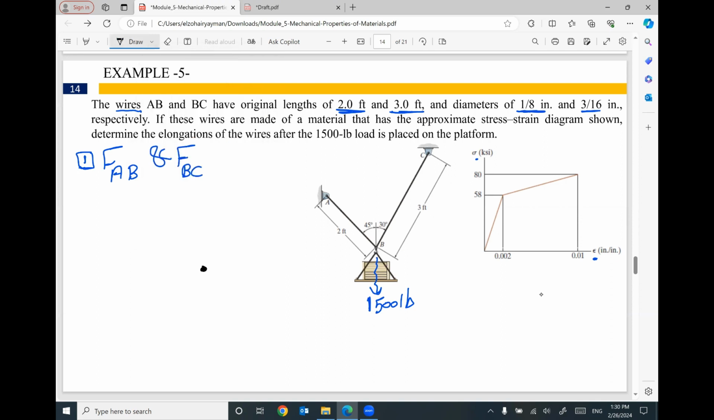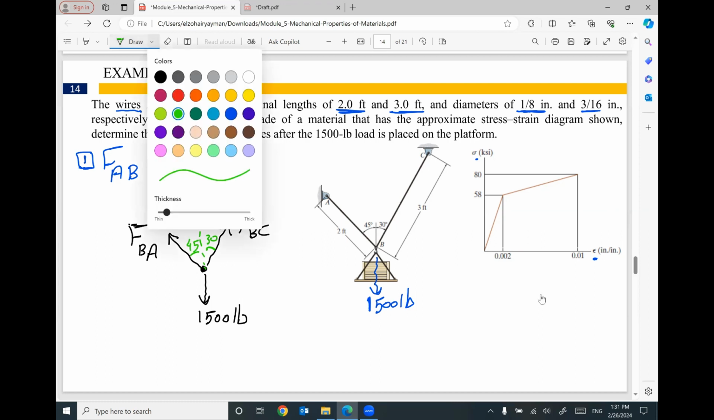So I have joint B with a vertical weight of 1,500 pound. And we have a wire here with a force FBC, and we have another wire here with a force FBA. Keep in your mind, we are given these angles. This one is 30, and this one is 45.